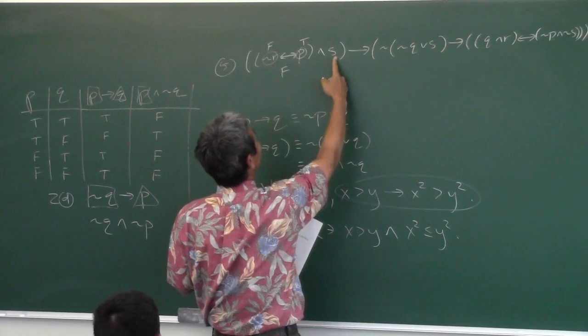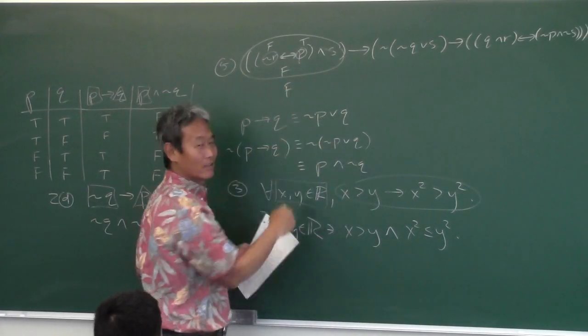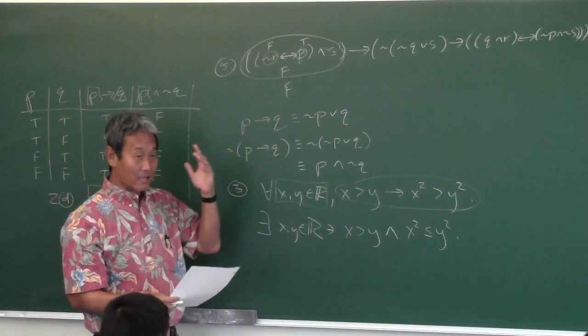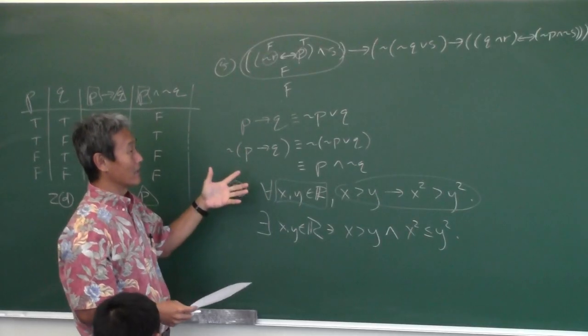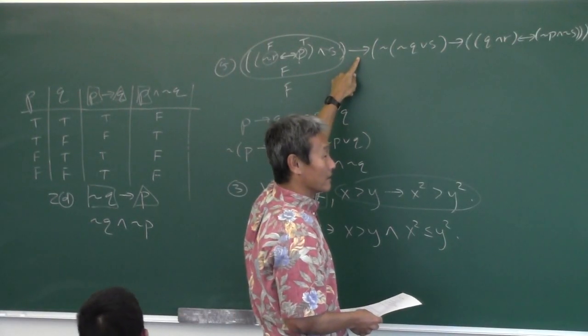If you have an and statement, and one of them is false, doesn't that mean this whole thing is false already? See, this is the kind of thinking you gotta do. You don't have to figure out anything. Now, what kind of statement is this though? This is a conditional statement.